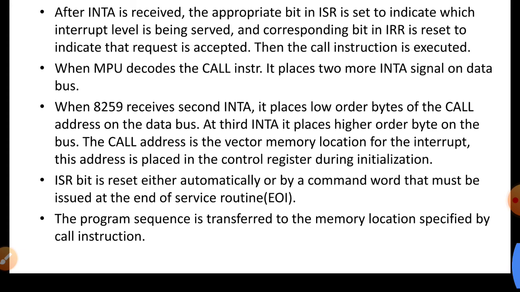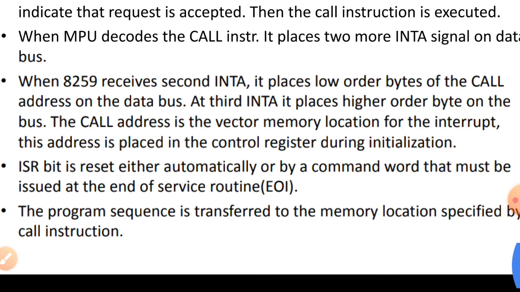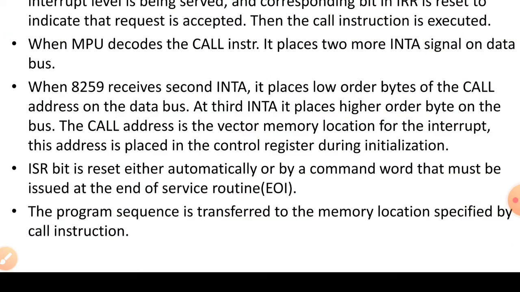When we are initializing, this address will already be there in the control register. Now the service will start. What happens now? The ISR bit is reset either automatically or by a command word that must be issued at the end of the service routine. When the call instruction is executed and is about to end, how will it come to know that it is going to end? By the return instruction.